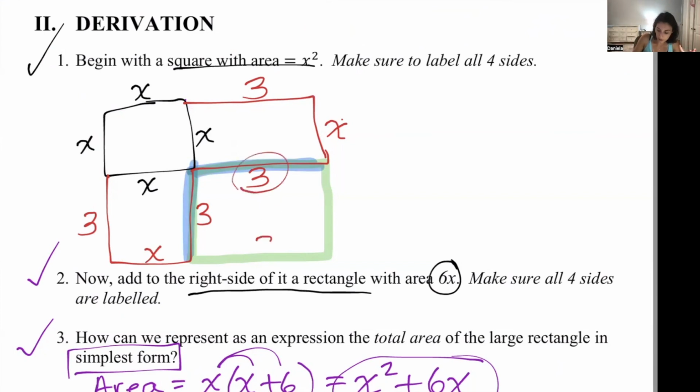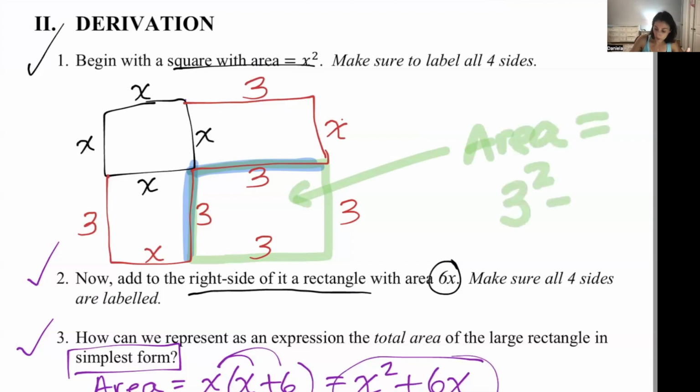If this is 3, then this is 3, opposite sides, right? And if this is 3, then this is 3, right? So we can see that this is actually a square. So what is the area of this green square? Well, let me go back to green. This area right here is 3 squared, which is 9.